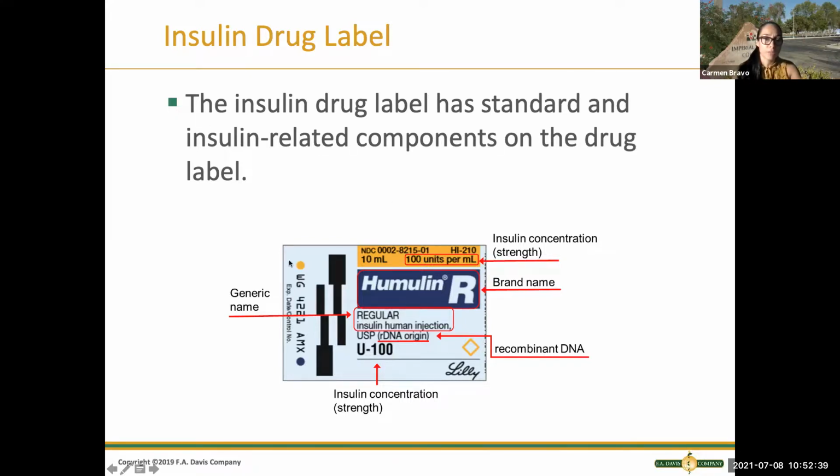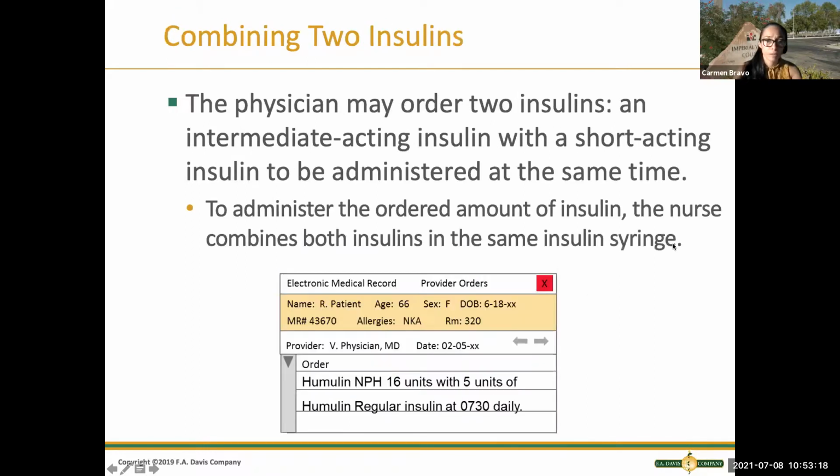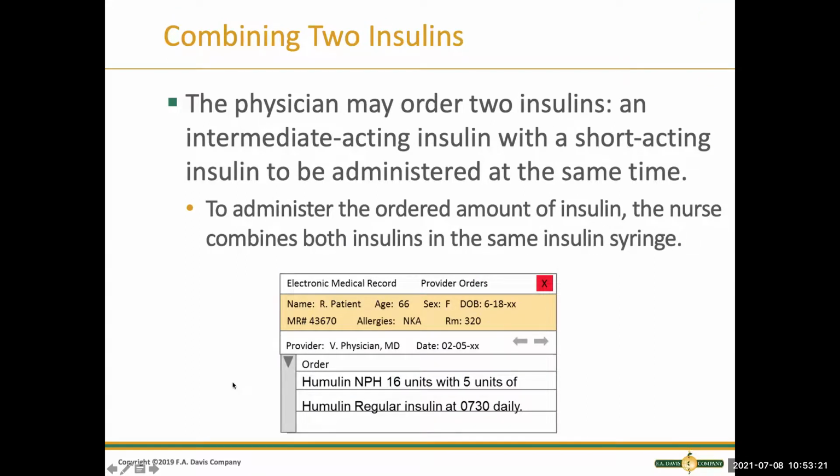So then you see the components of the label here. You see that this one is the R. You see Humulin R, which is regular. It's also the brand name. And then at the bottom, it says generic, the generic regular insulin human injection. And then right here, you see the rDNA origin. This is the recombinant DNA type of insulin, the synthetic type. And then it says the concentration here, and here as well, U100. Okay, any questions on that, you guys? No. Okay, so I'll move on.